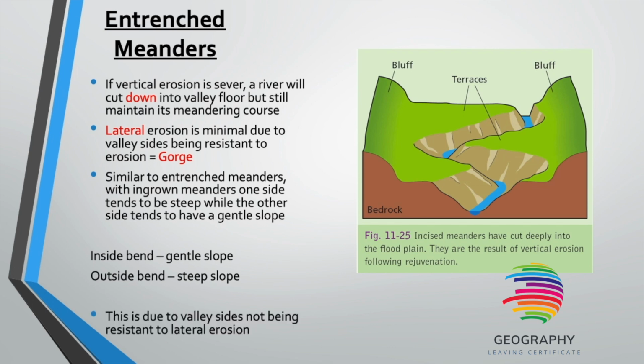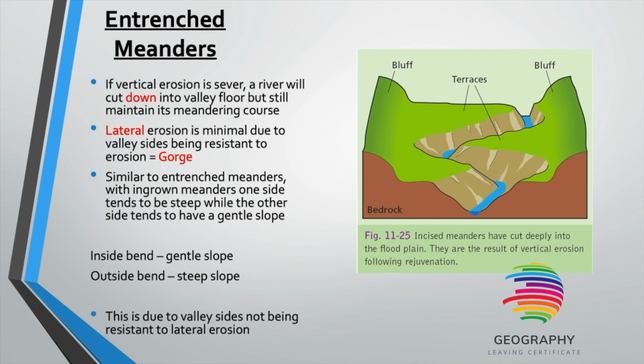In terms of ingrown meanders, which are just slightly different, with ingrown it's just one side, the outer bend, that is steeper than the inside bend. That's due to differential erosion. It could be different rock type and so on, so one rock type will be more resistant. So there we have nick points, paired terraces, and incised meanders. Those are the features that are formed when a river is subject to isostatic movement or isostatic change.